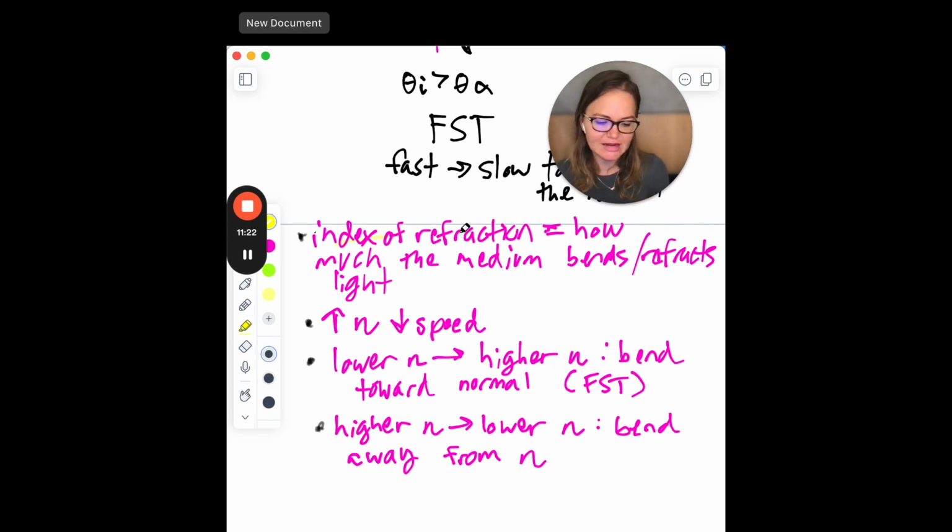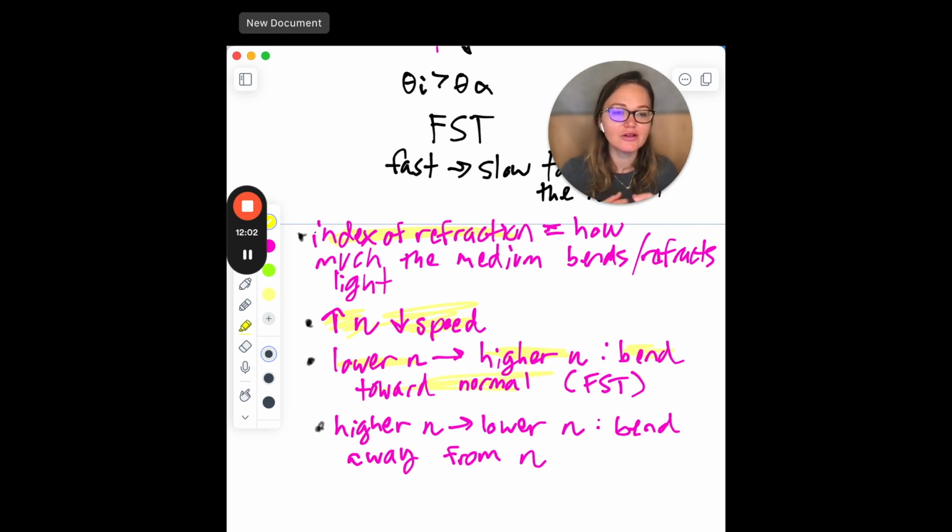So we said our index of refraction, which we represent as N usually, is how much a medium is going to bend or refract that light. The more optically dense the medium is, the more it's going to bend that light and slow it down. So again, the higher our index of refraction, the lower the speed of that light is going to travel. And then we know that if we go from a lower index of refraction medium, like air, to a higher index of refraction medium, like water, then we're going to bend towards the normal.